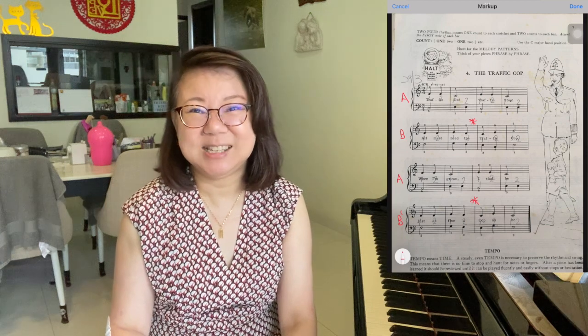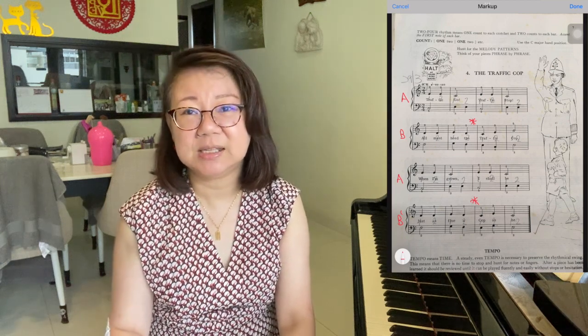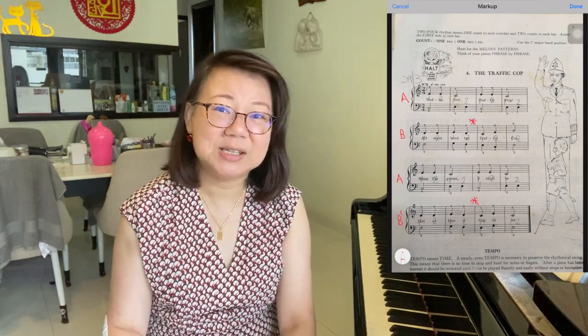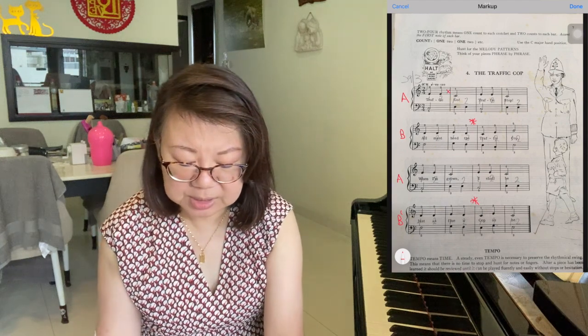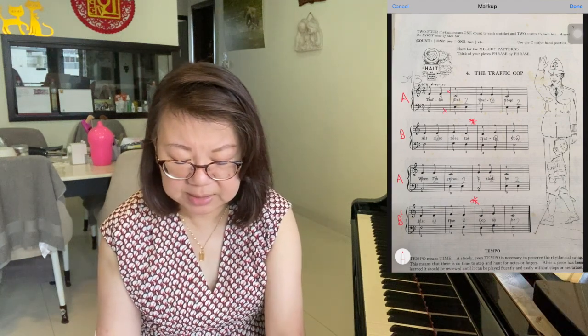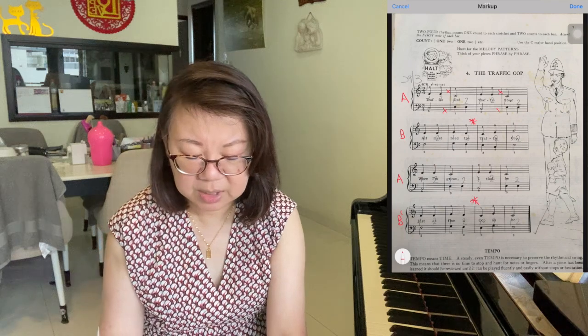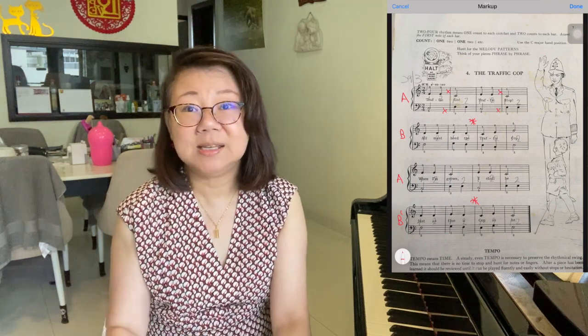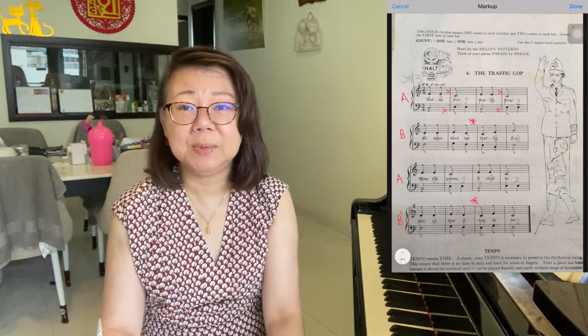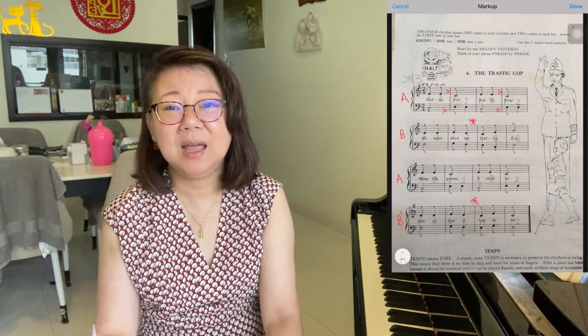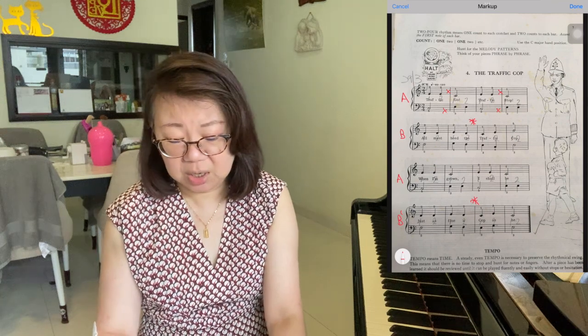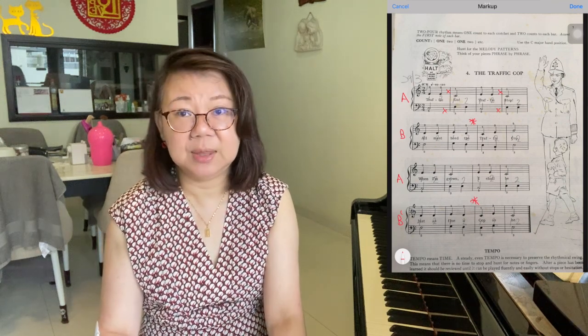Let's take it section by section first, starting with the A section. Pretty straightforward section. The student already knows the concept of skip, that can go from line note to line note or space note to space note. But this is also a teachable moment where you can teach them part exchange.